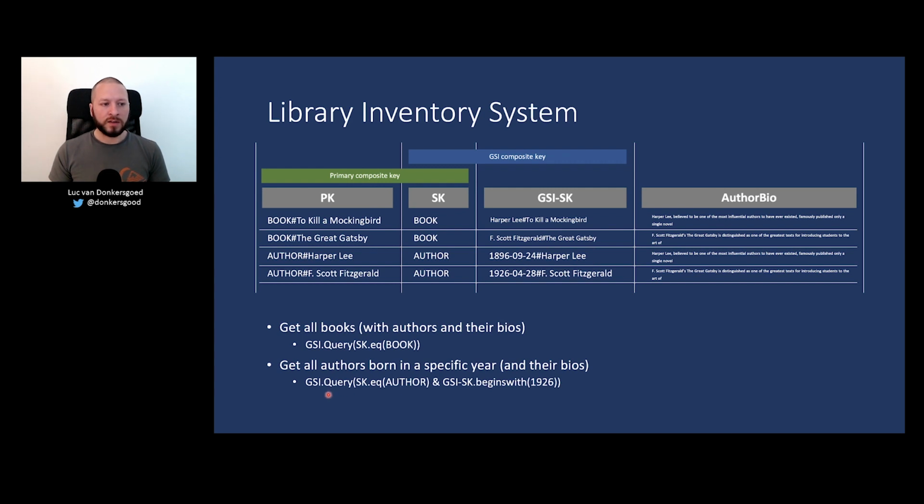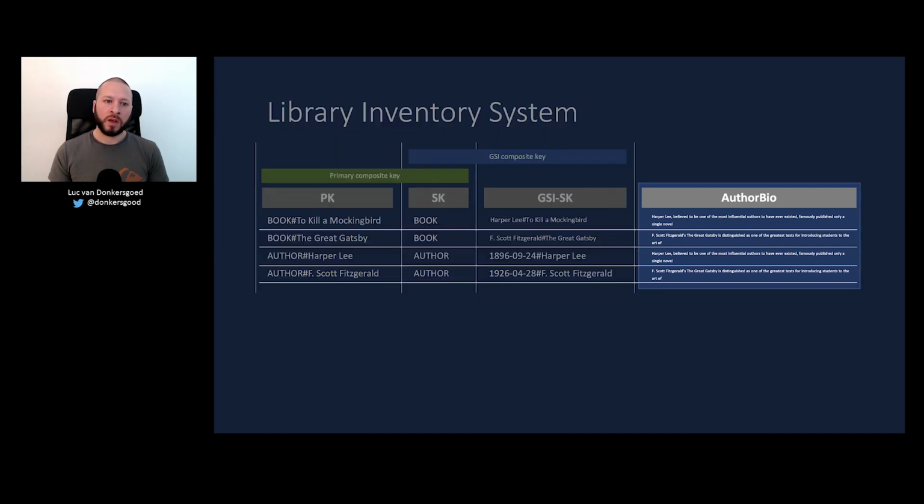Now, if you want to get all the authors born in a specific year and their bios, you would query again on the GSI. You would set the SK to author, and you would set the GSI SK to begins with 1926, and that would return all the authors born in 1926, including their bios.